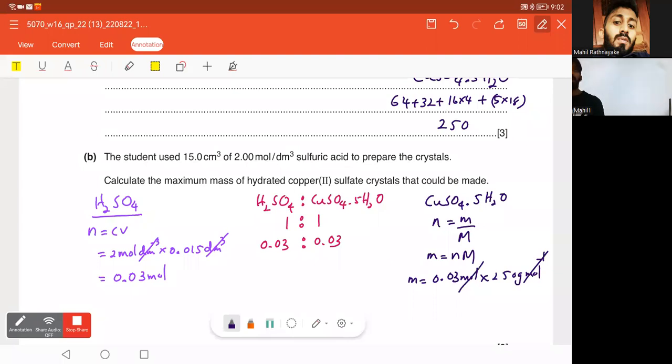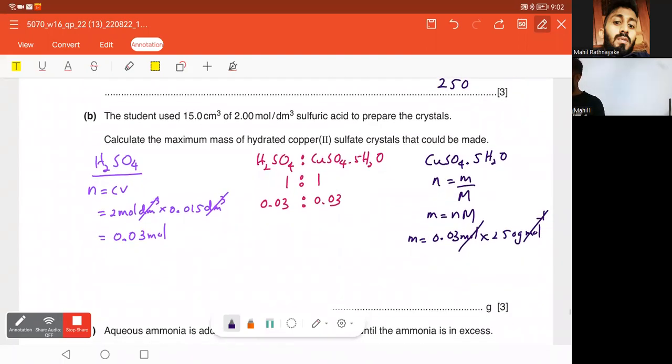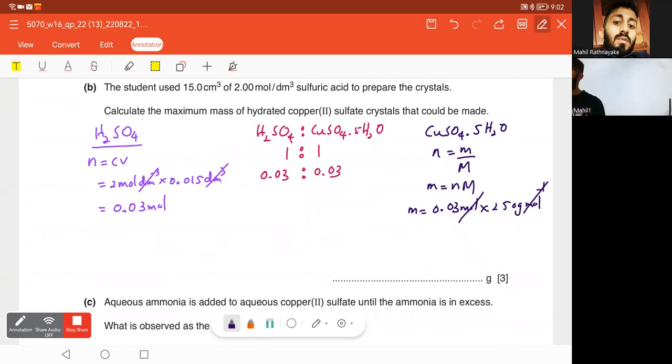Mole and mole you can cancel. Can I know the answer? 3 significant figures? 7.50. Okay? It's not needed, but 3 significant figures is better.